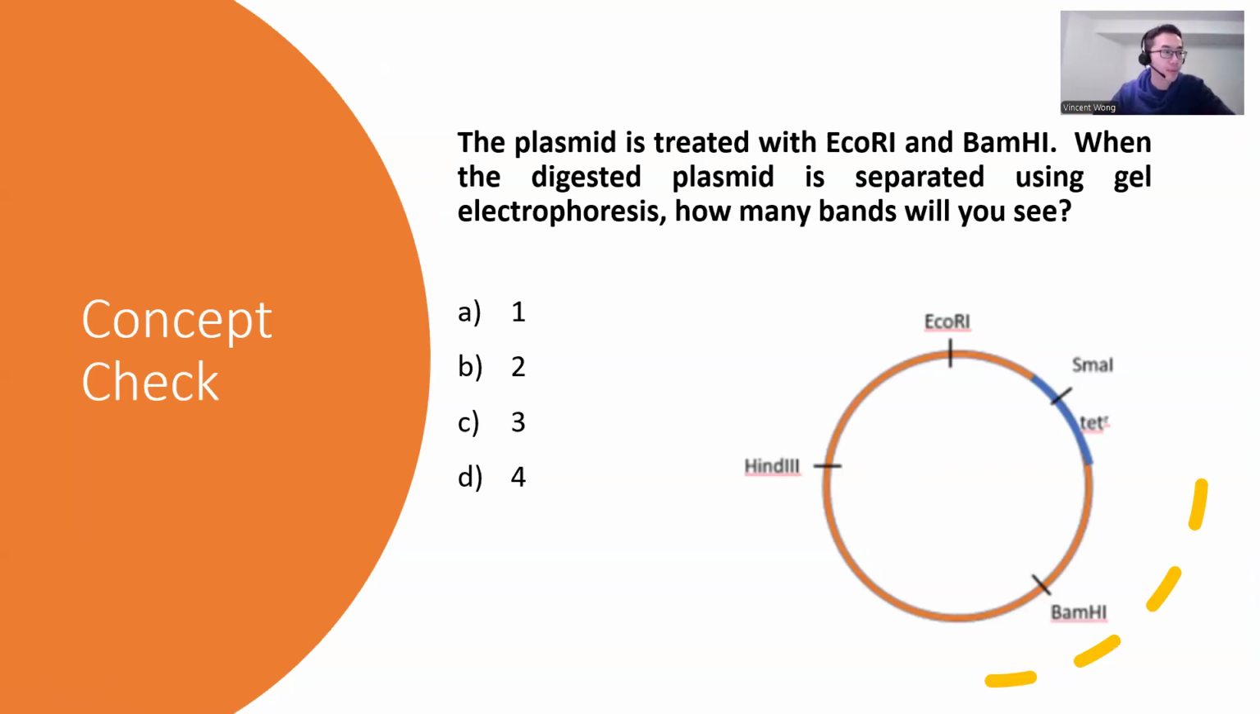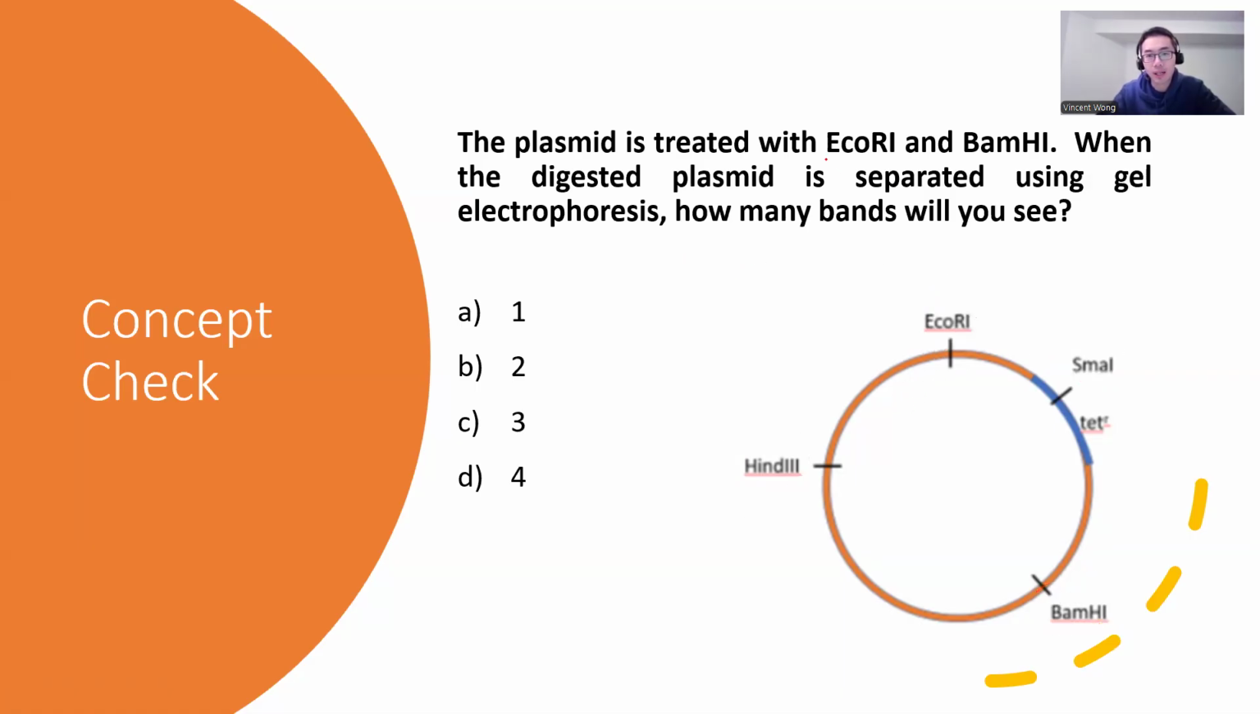Over here we have a plasmid, and all this description on the outside is telling you where the restriction enzyme recognition sites are. And the question is asking what happens if you treat the plasmid with EcoRI and BamHI, and then you separate the products with gel electrophoresis, how many bands will you see?